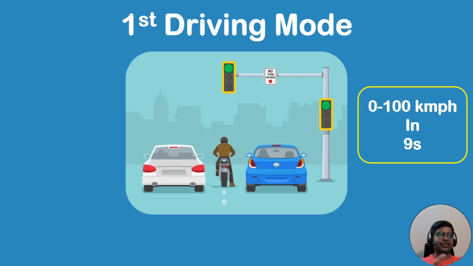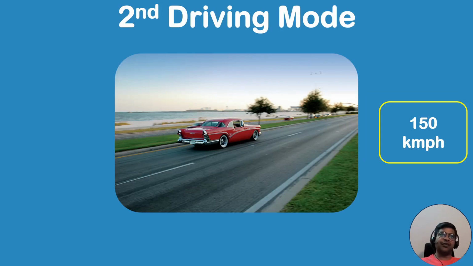Now I have come out of the city and I am on the highway, where I am going to drive, let's say, 3 hours continuously at max speed, which is 150 kmph, and this is the second driving mode.